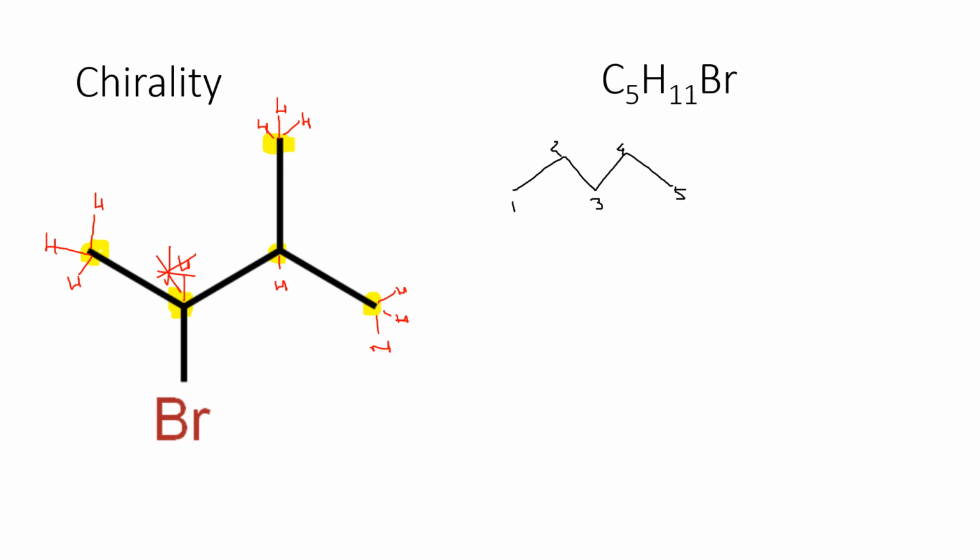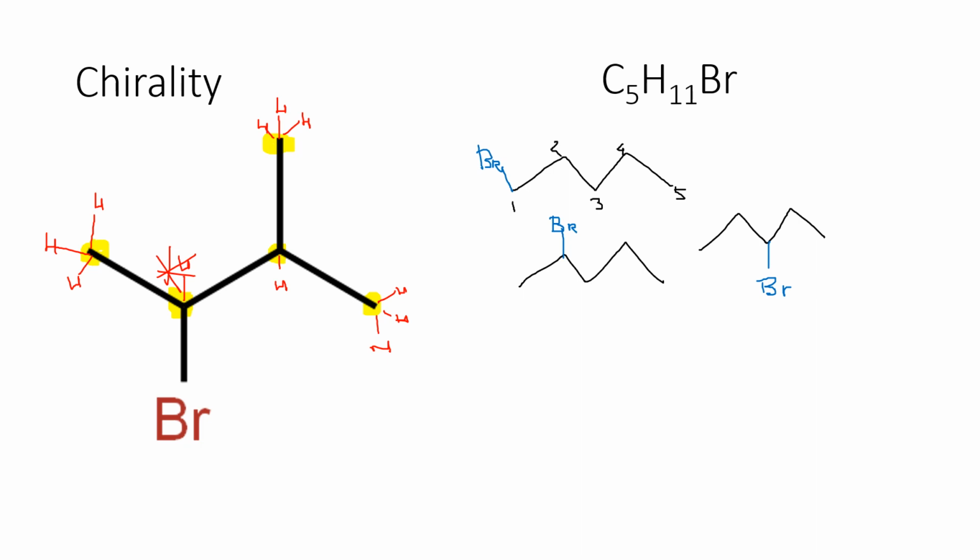So let's start by putting the bromine, let's say here. So that would be 1 bromopentane. Then I could put the bromine here. So that would be 2 bromopentane. And I could put the bromine here in the middle. So I have 1 bromopentane, 2 bromopentane, 3 bromopentane.